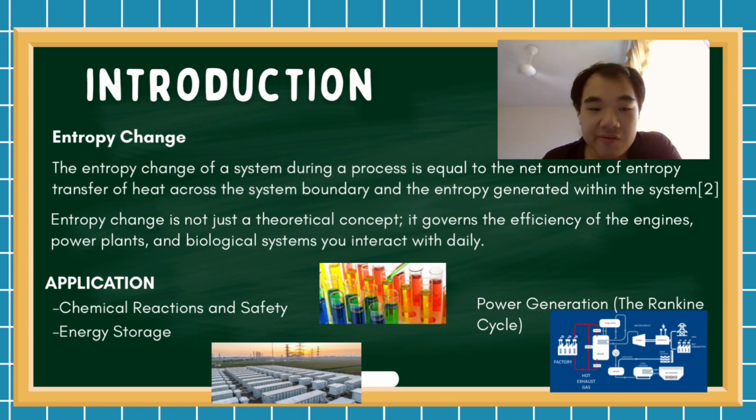For the entropy change, the entropy change of a system during a process is equal to the net amount of entropy transfer by heat across the system boundary and the entropy generated within the system. The entropy change is not just a theoretical concept, it governs the efficiency of engines, power plants, and the biological systems you interact with daily. Applications of entropy change include chemical reactions and safety, energy storage, material design, and power generation with the Rankine cycle.